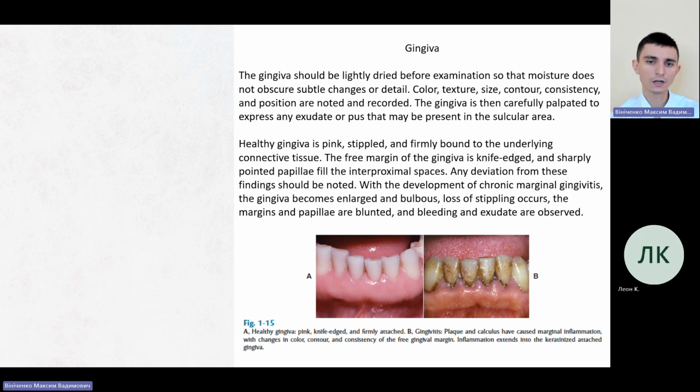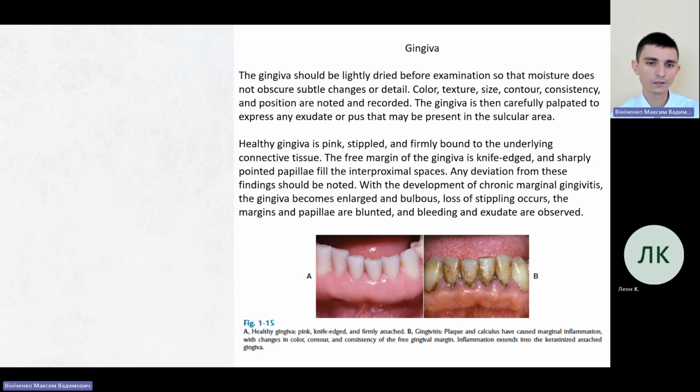Color, texture, size, contour, consistency, and position are noted and recorded. The gingiva is then carefully palpated to express any exudate or pus that may be present in the sulcal area. Healthy gingiva is pink, stable, and firmly bound to the underlying connective tissues. The free margin of the gingiva is knife-edged and sharply pointed. Papillae fill the interproximal spaces. Any deviation from these findings should be noted.